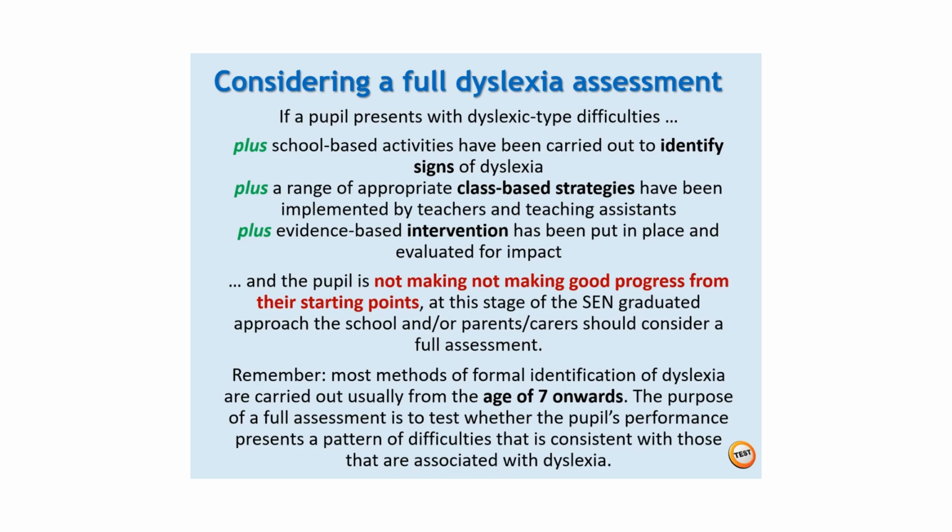Remember, most methods of formal identification of dyslexia are carried out usually from the age of 7 onwards. The purpose of a full assessment is to test whether the pupil's performance presents a pattern of difficulties that is consistent with those that are associated with dyslexia.